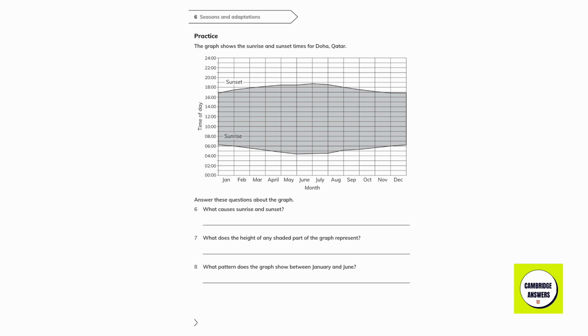Practice. The graph shows the sunrise and sunset times for Doha, Qatar. Answer the questions about the graph. What causes sunrise and sunset? The earth spinning on its axis. What does the height of any shaded part of the graph represent? The length of the day. What pattern does the graph show between January and June? The days are getting longer.